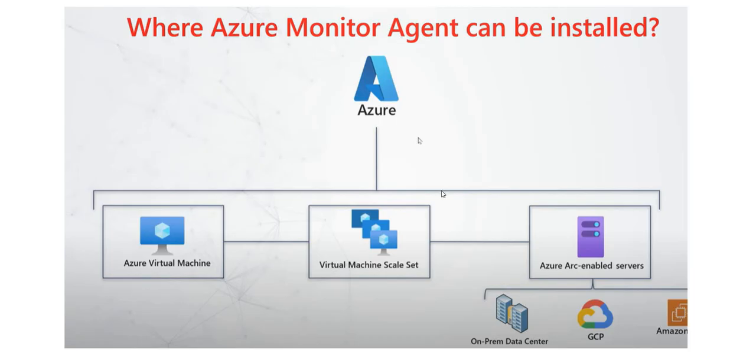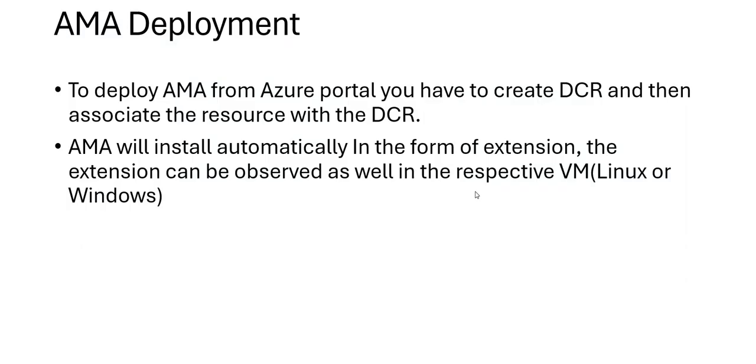Azure Monitor Agent can be installed in these places: VMSS, VM, and Azure Arc-enabled servers, like on-prem, GCP, Amazon.